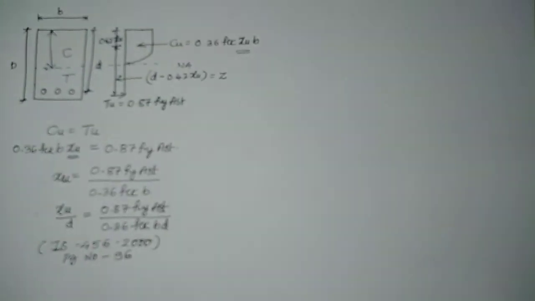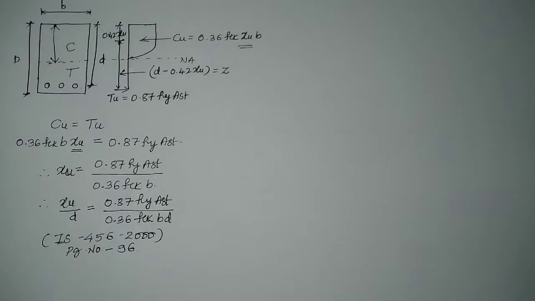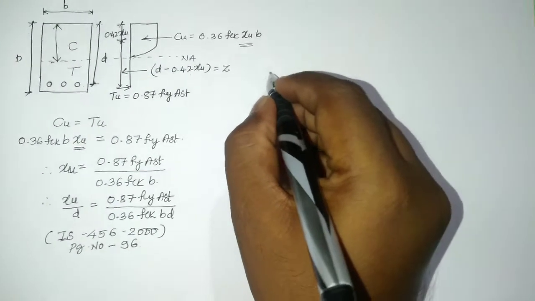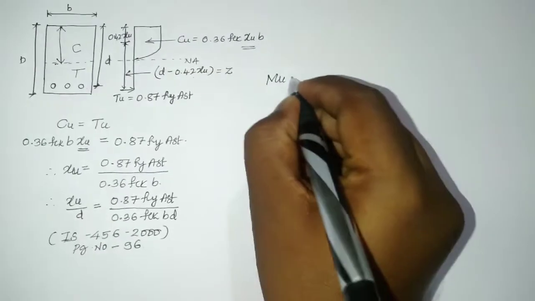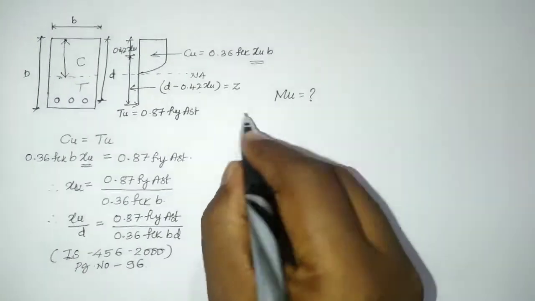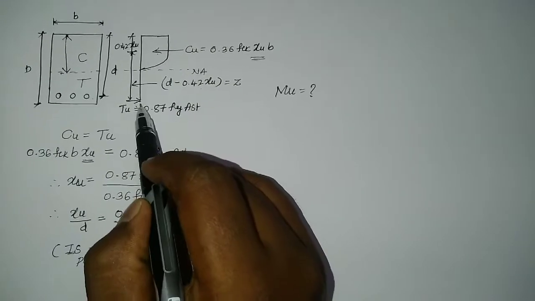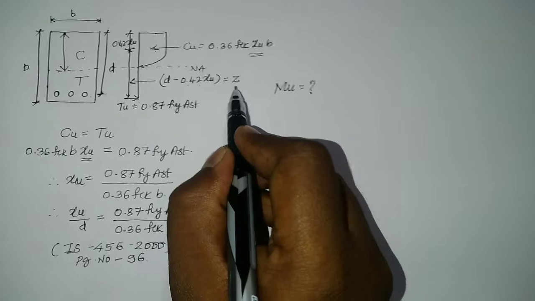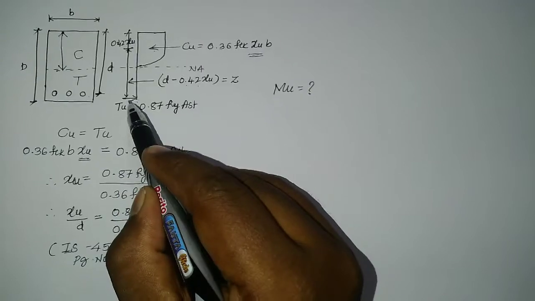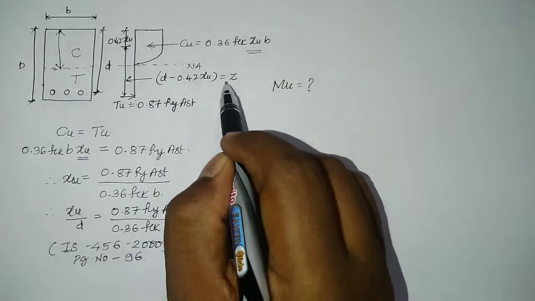Next, apart from this, we still need to find the moment of resistance, that is Mu. This is another unknown value which we are required to find out. Mu is nothing but force into distance. This distance Z is the lever arm. We call it the lever arm. It is the distance between the compressive force and the tensile force.